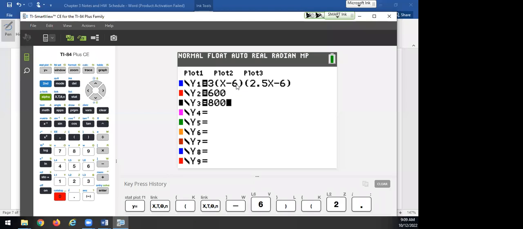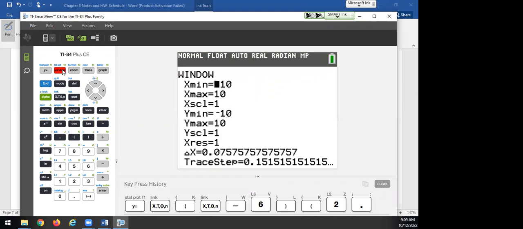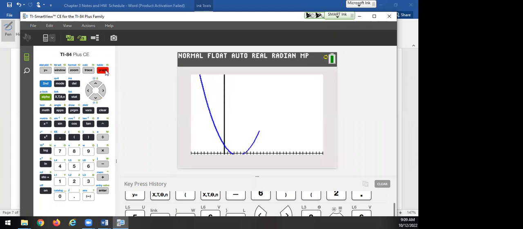All right, so we would have those, now graph it. And chances are we're going to have to change our window values because those values are really big. So let's go to window and I'm going to increase my x max to probably about 30. And I'm going to increase my y max to, if you're going between 600 and 800, we can probably use 900 or 1,000. Let's go back to graph. That's good enough.